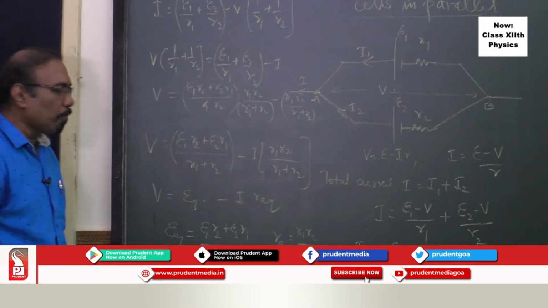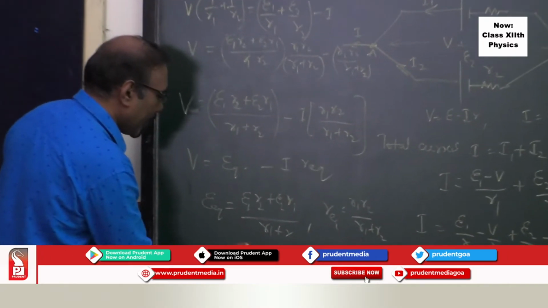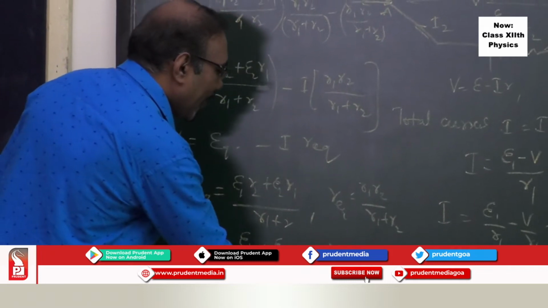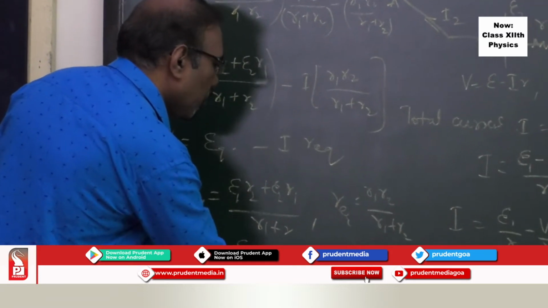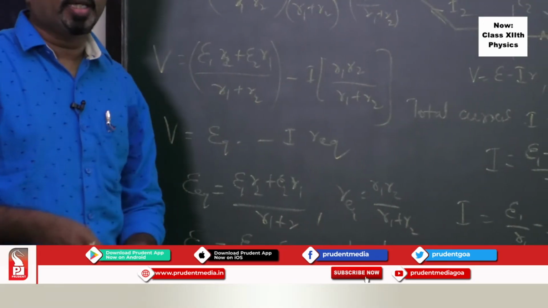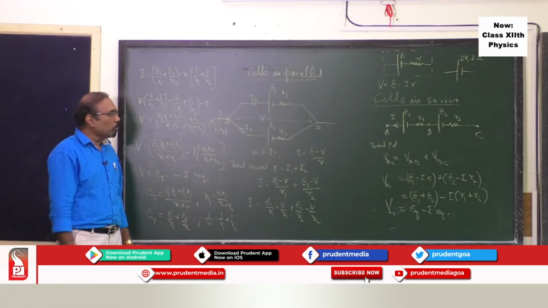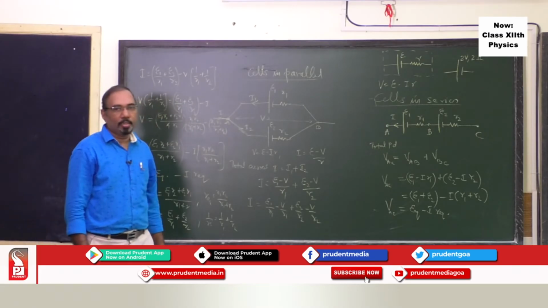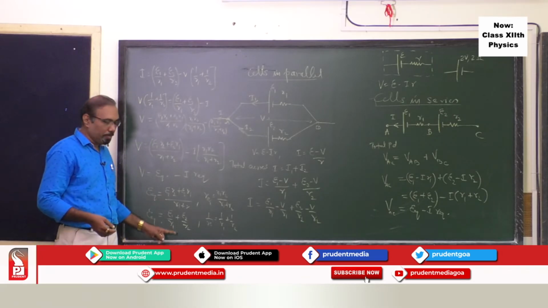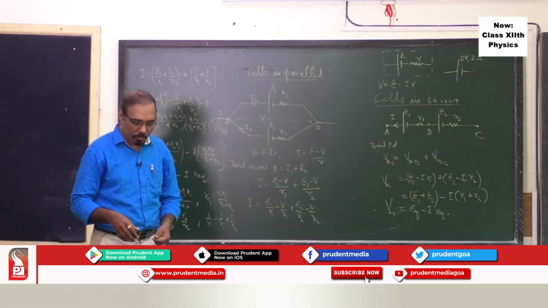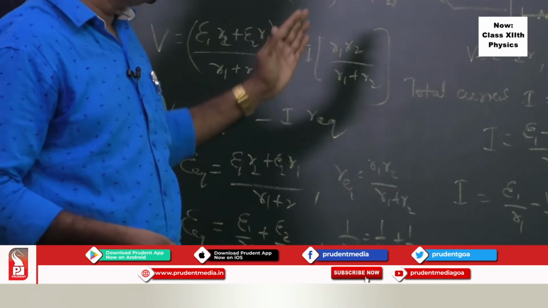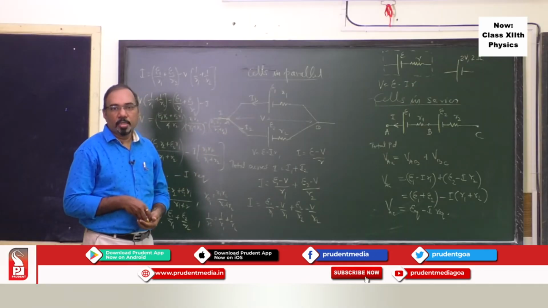This I can write as E1 upon R1 plus E2 upon R2 over 1 upon R1 plus 1 upon R2. And this I can write as 1 upon R equivalent is equal to 1 upon R1 plus 1 upon R2. So these are the equations you can draw. I have tried to do it because it is not done in detail in the book how exactly to arrive at this particular equation. That's the reason we have gone through this. Okay, so this is about cells in series, cells in parallel, and this is called combination of cells.